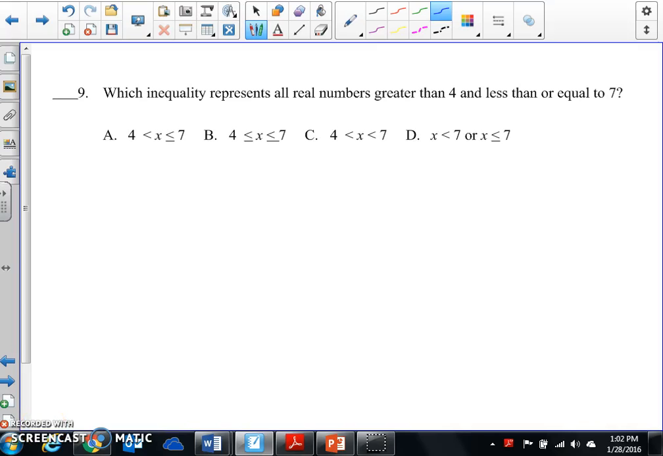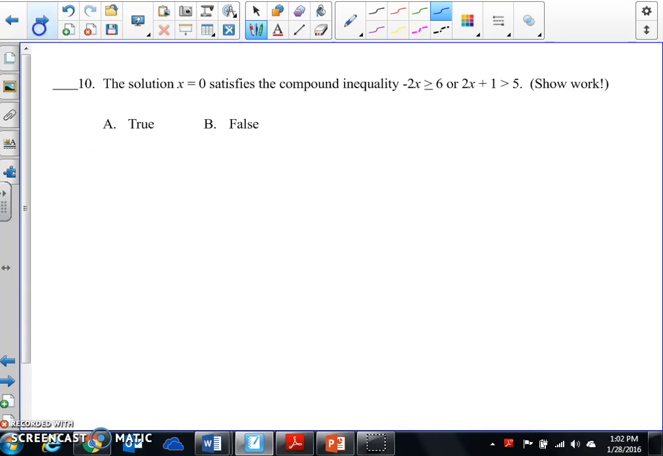Okay, here are the answers to your study guide. Which inequality represents all real numbers greater than 4 and less than or equal to 7? So they're greater than 4, and then less than or equal to 7. So A is your answer.